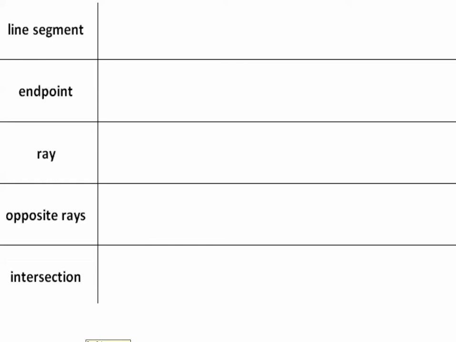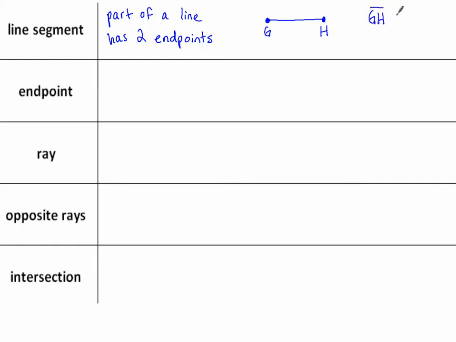A line segment is part of a line. It has 2 endpoints because unlike a line that goes on forever, a segment does not. Here's a picture of a segment. 2 endpoints, G and H, we could call it. And I could write it as segment GH. Notice the hat doesn't have any arrows because a segment doesn't have any arrows. Or I could call it segment HG when I name the segment.